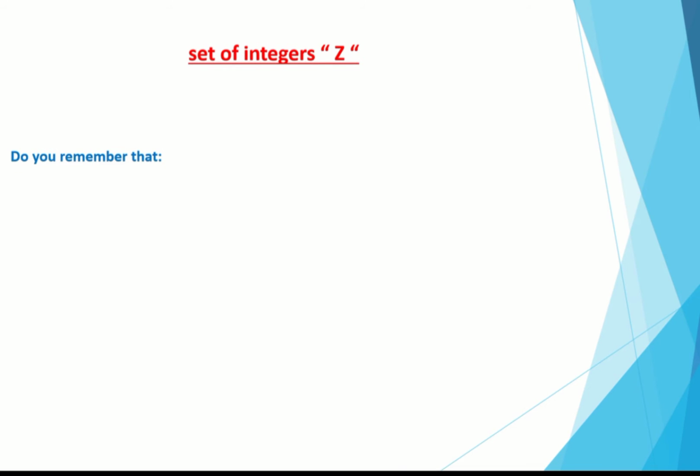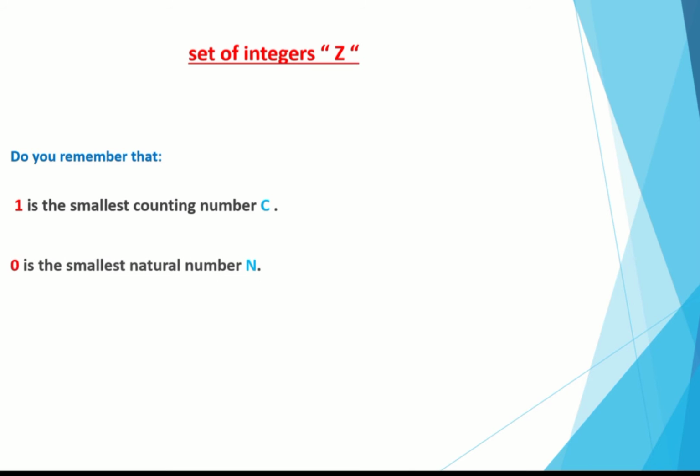Do you remember that we took before the set of counting numbers and the set of natural numbers? The set of counting numbers starts from 1, 2, 3, 4 and so on. So 1 is the smallest number in the counting numbers, and we denote it by C. And then we took the natural numbers, which start from 0, 1, 2, 3 and 4. So 0 is the smallest natural number.